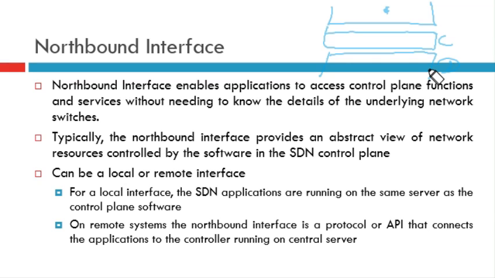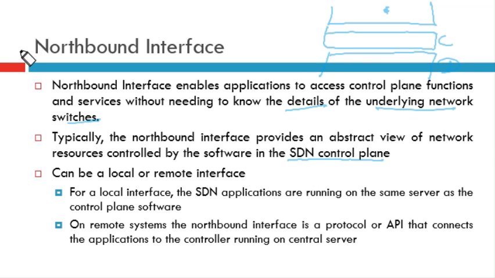Okay, so I repeat, the northbound interface will not allow applications to know the details of the underlying network switches. No detail is required, such as the vendor name or the protocols that are used by the switches. Without it, the application can access the control plane functions. So typically the northbound interface provides an abstract, conceptual view of your network resources, that it's a switch or a router controlled by the software in the SDN control plane. We already discussed this.